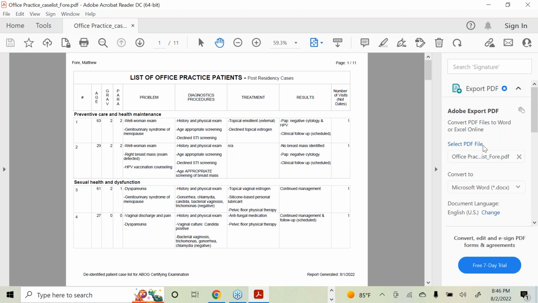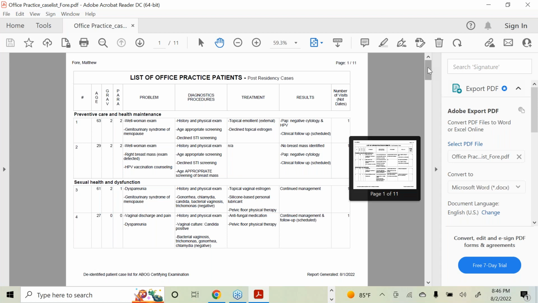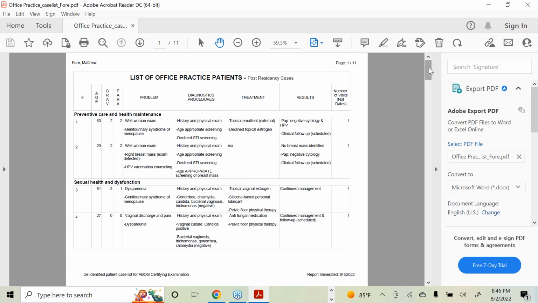Okay. So with that, Matt, is there a case you'd like to spend a few minutes talking about? We can do preventive care of well women, or we can pick something else.